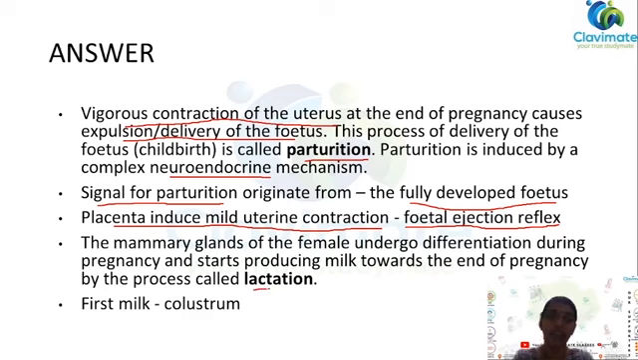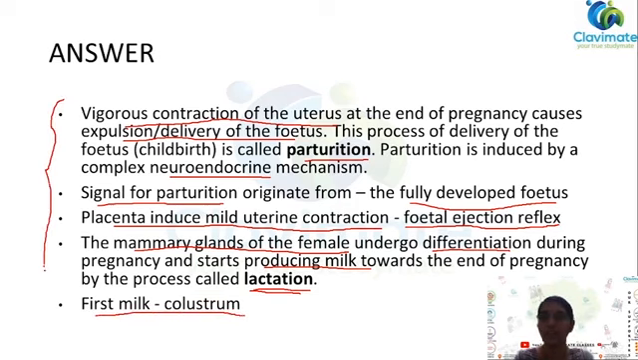Next, define lactation. The mammary glands of the female undergo differentiation during pregnancy and start producing milk. This process is called lactation. What is the first milk called? It is called colostrum. And these are all the points that you have to write for parturition and lactation.